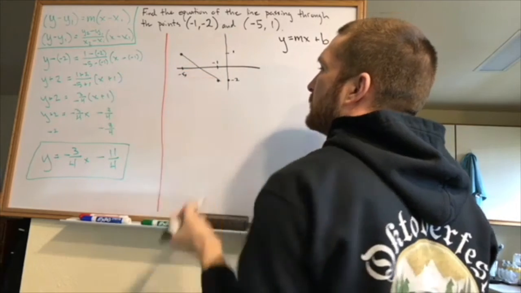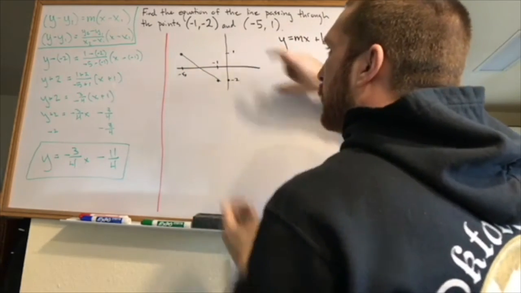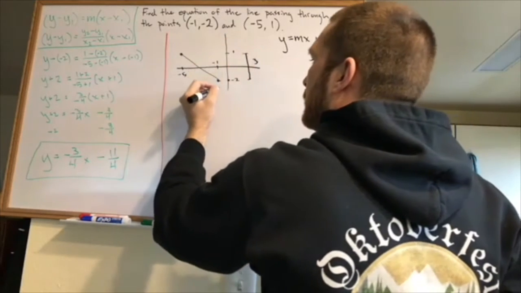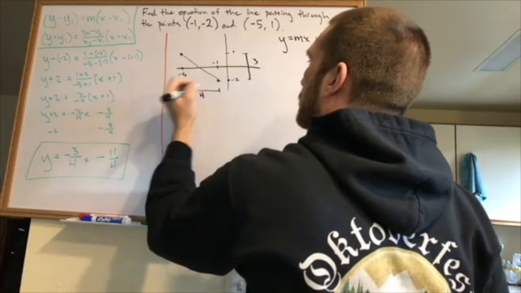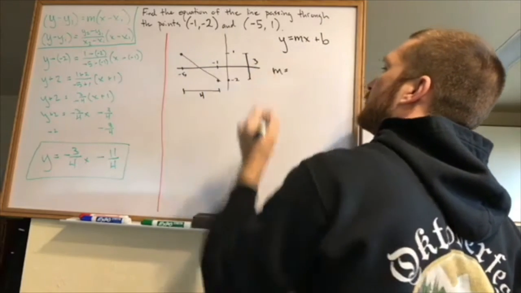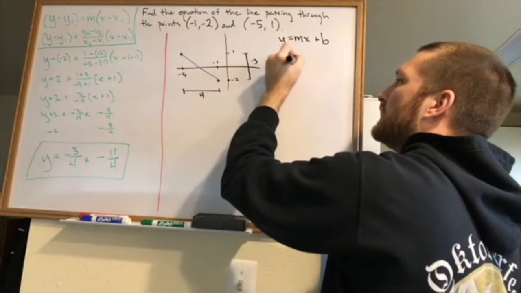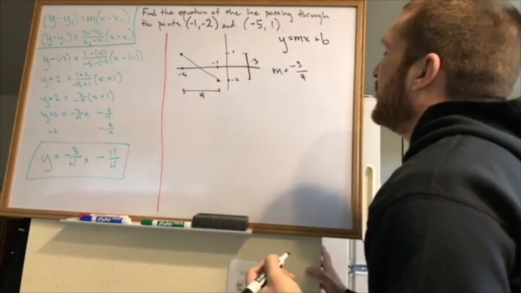I know it's a fall, so my slope's going to be negative. And we have 2 here and 1 here. That's a total of 3. And we have from 1 down to 5. That should be a total of 4. So my slope is the rise over the run, but the rise is actually a fall. I could tell. So -3/4. Okay, plug that in.